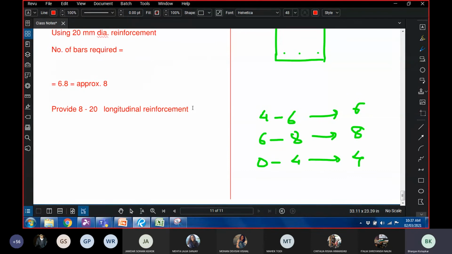So our next step is over. That is, the longitudinal reinforcement is provided. The third step is lateral ties. This is pretty simple. There are just 2 criteria that we have to satisfy. A is that the tie diameter has to be greater than 6 mm.